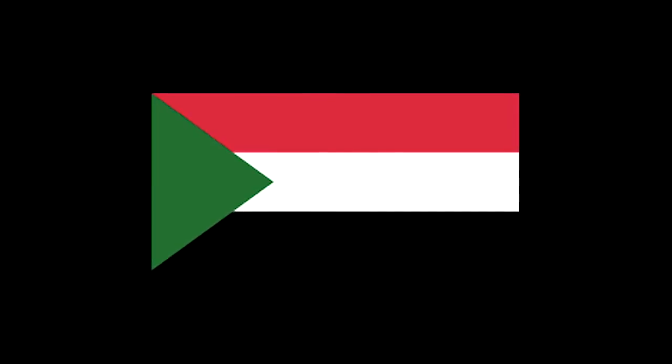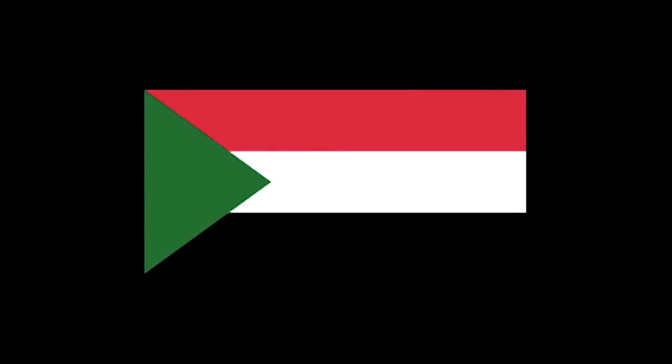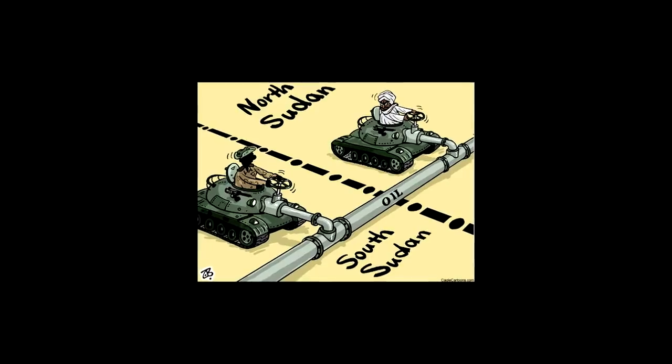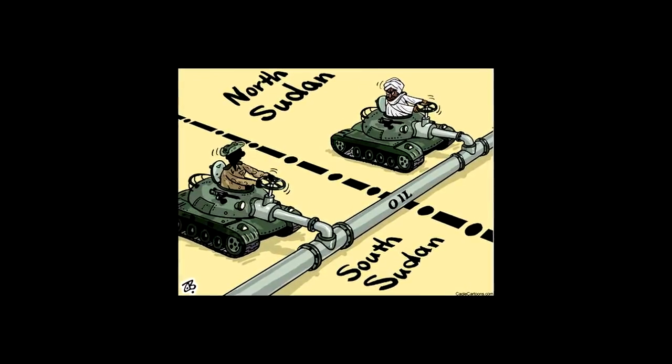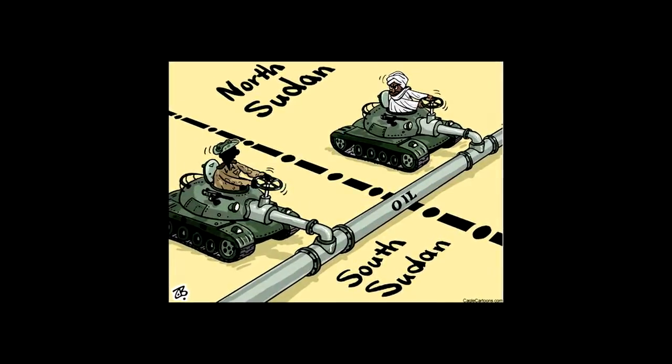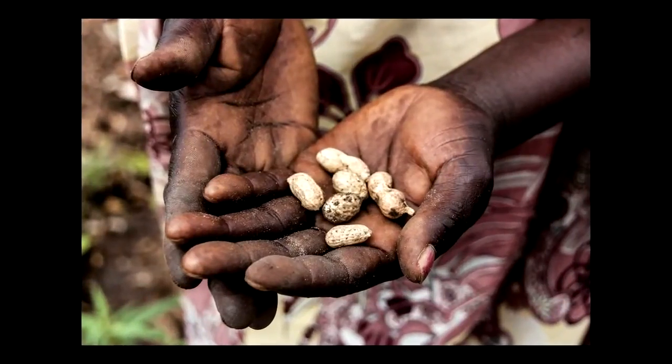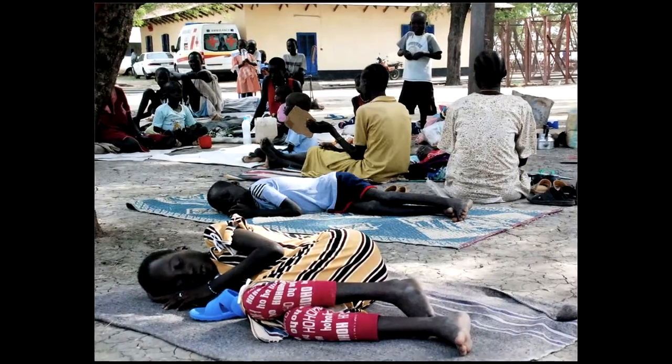Before the split, Sudan was Africa's largest country, with a population of about 36 million people. Conflict broke out about oil, which led to the first civil war. The civil war in Sudan began in 1962. The conflict from the civil war caused famine and disease to spread.